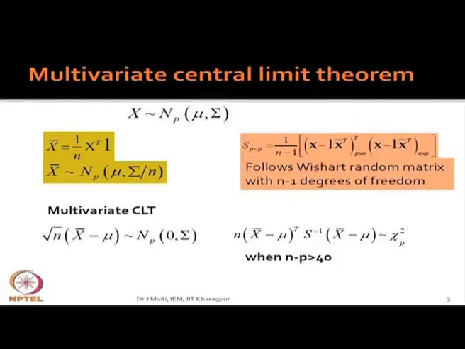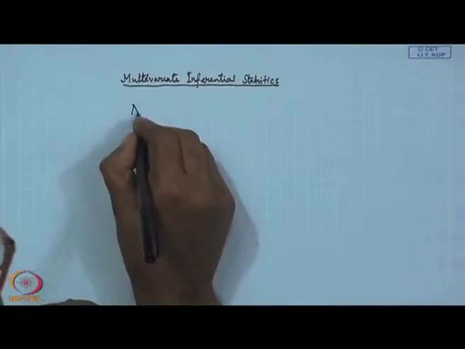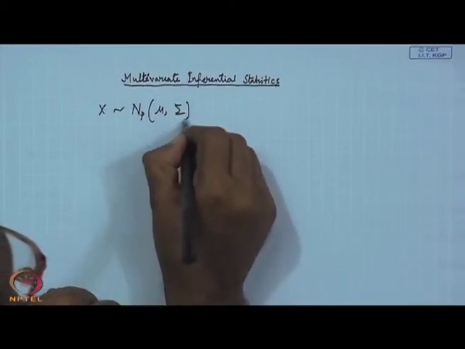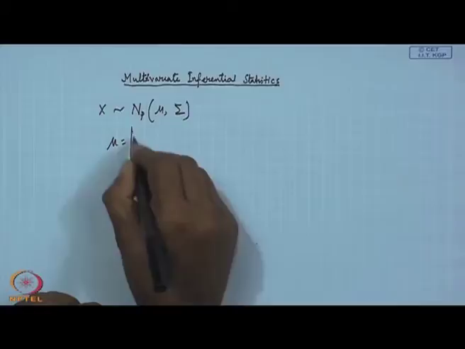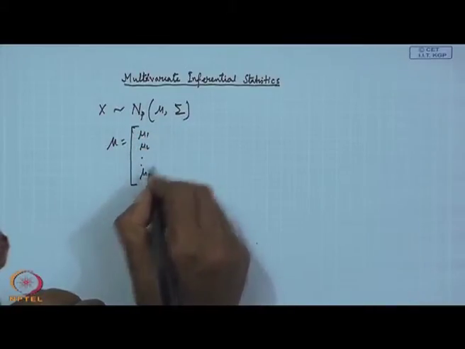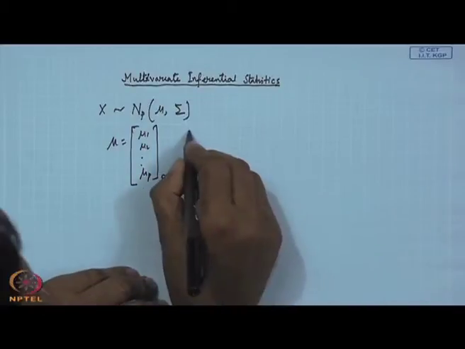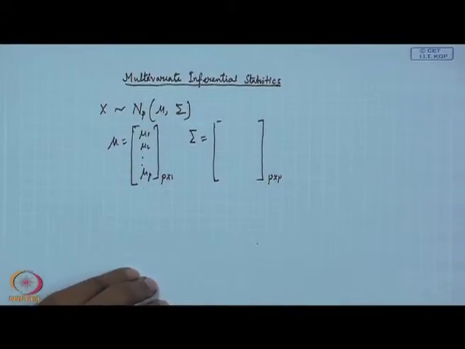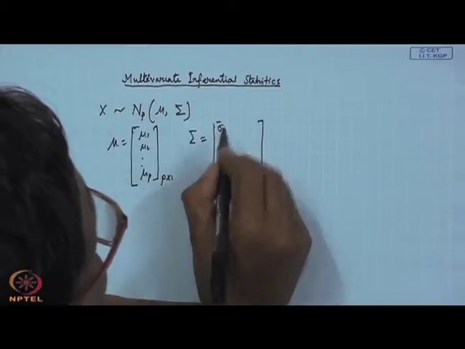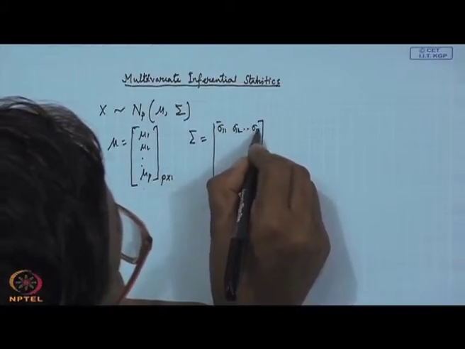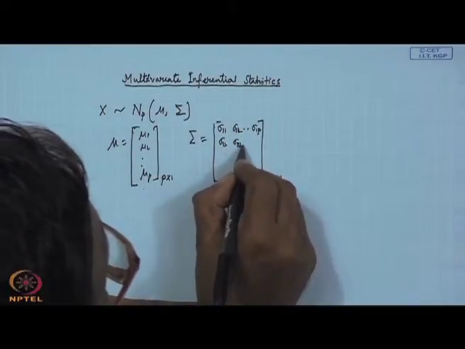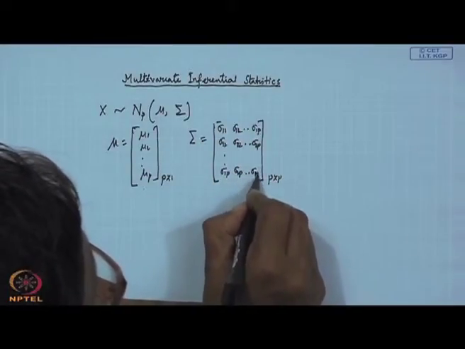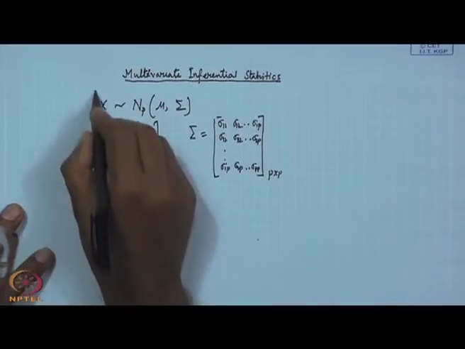Now, let us think that you are sampling from a multivariate normal distribution, that X is multivariate normal where the population parameters are mu, which is mu 1, mu 2, a mu vector p cross 1, and your covariance matrix is p cross p, and you all know the elements: sigma 1 1, sigma 1 2, sigma 1 p, sigma 2 2, sigma 2 p, sigma p p. This is your population.